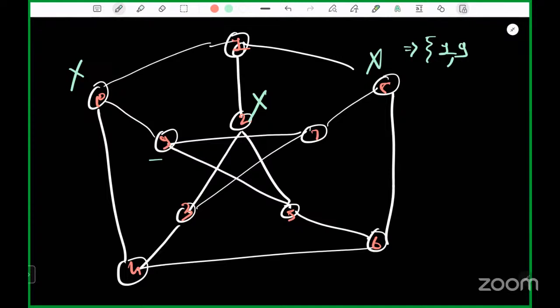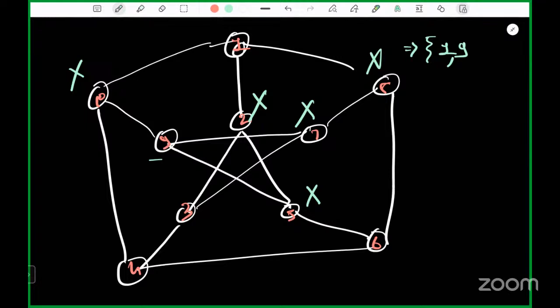If you take 9, then after choosing 9, you cannot choose vertex 7, you cannot choose vertex 5, right? Because those are the vertices which are adjacent to vertex 9 and 1, for the same reason. Now there are 3 choices left. You can select 3, 4, and 6.